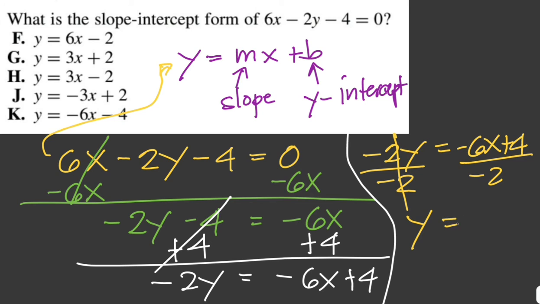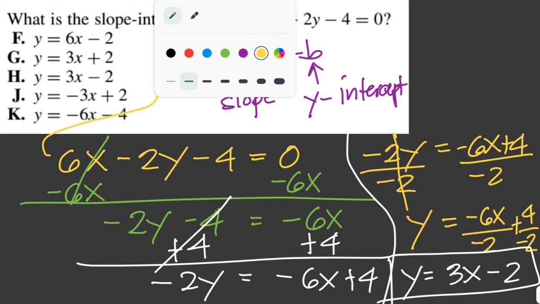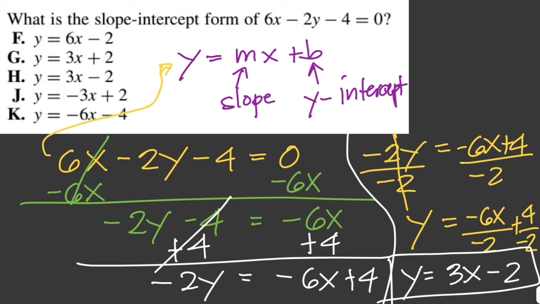Then we have y equals negative 6x over negative 2 plus 4 over negative 2. Negative 6 over negative 2 is 3x, and 4 divided by negative 2 is negative 2. Therefore, the equation is y equals 3x minus 2. Among the choices here, letter H fits that answer. So the answer here is letter H.